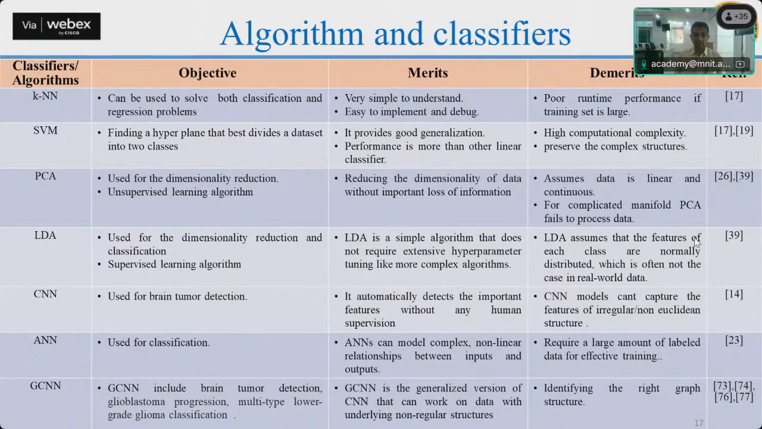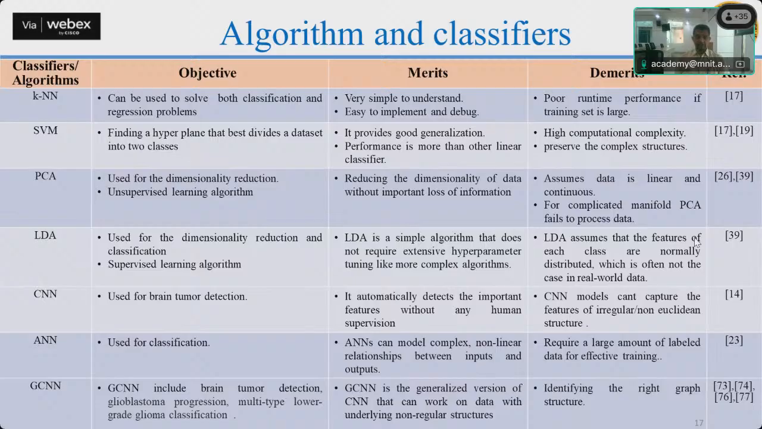For brain tumor detection, it automatically detects the important features without any human supervision. ANN can model complex nonlinear relationships between inputs and outputs. Artificial neural networks require a large amount of labeled data for effective training.